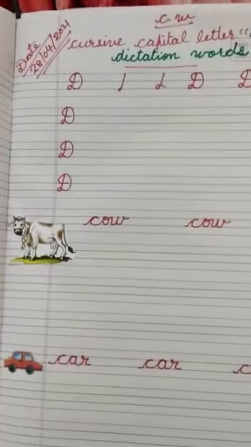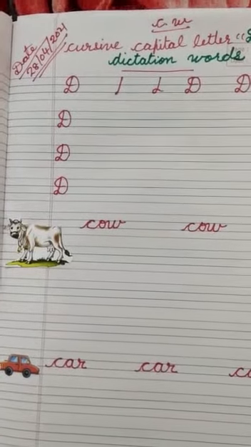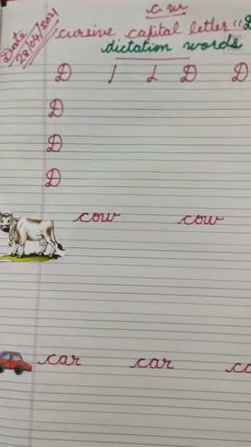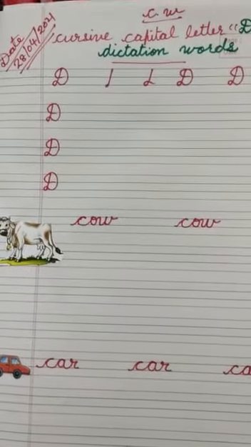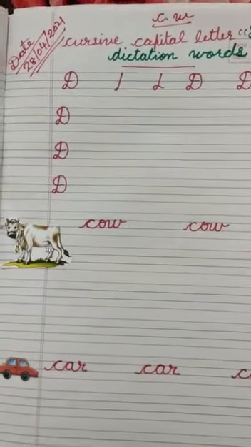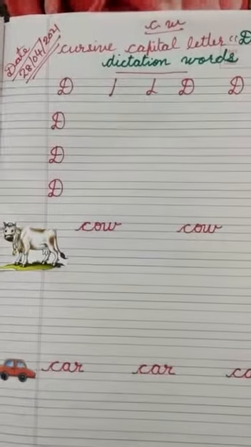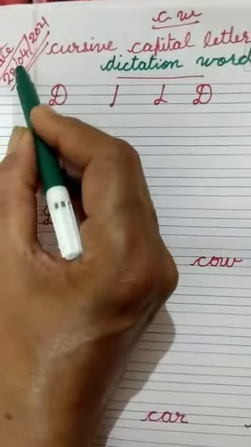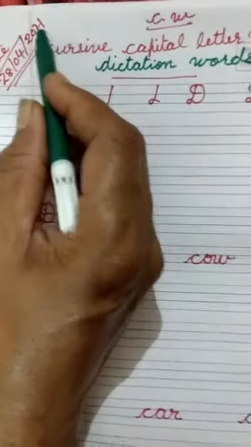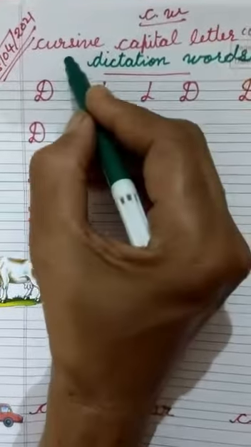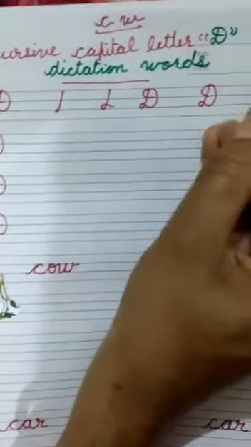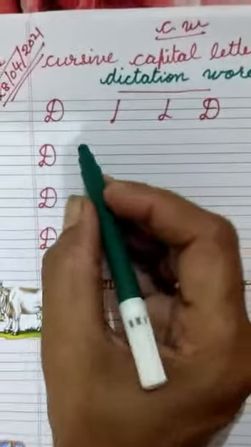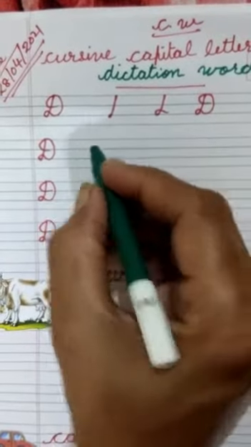Now I will teach you how to write cursive capital letter D and the spelling of the words cow and car. Let us start. Open your notebook. First of all, mention the date: 28-04-2021. CW. Cursive capital letter D and dictation words. Children, keep your pencil on the first line.